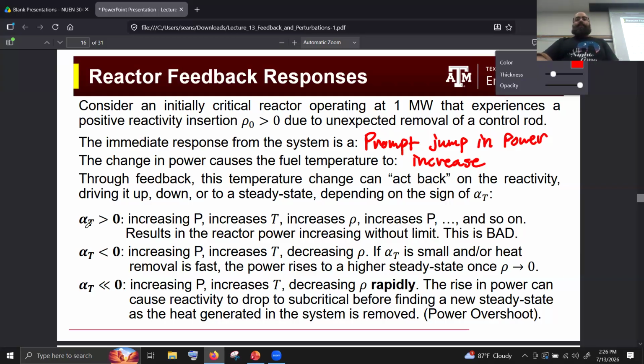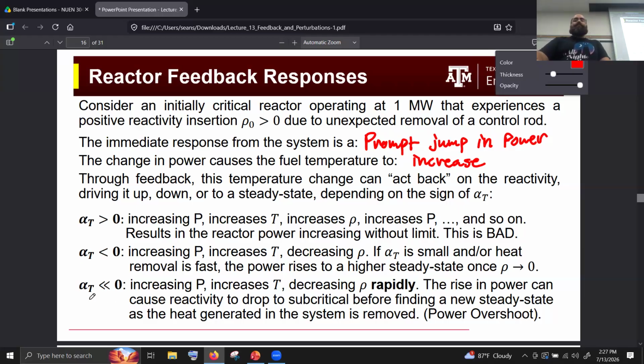So that's bad. We don't want the temperature coefficient to be positive. If the temperature coefficient is negative, then when we increase power, we increase temperature. But if the temperature coefficient is negative, increasing the temperature reduces the reactivity. And if that positive reactivity can get balanced by that negative feedback, then eventually my reactor can settle back into a new steady state. Eventually, those feedback effects will make it such that my reactor could settle into a new steady state if that temperature coefficient was like small-ish, or if the heat could be removed relatively quickly.